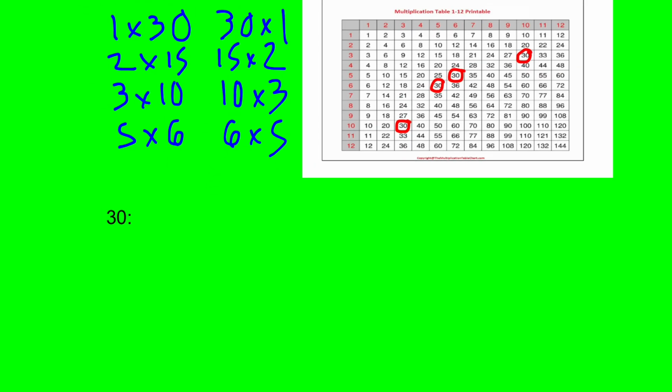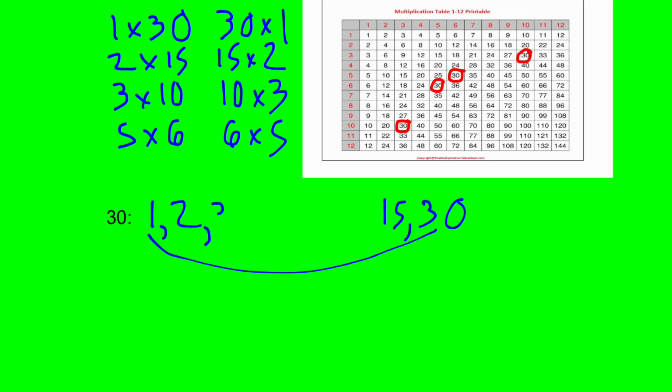So if you list these out, 1 and 30, 2 times 15, 3 times 10, and then 5 and 6. I forgot to do my upside down rainbow. There's 2 times 15, 3 times 10, 5 times 6, and there's nothing in between 5 and 6. So we have them all. Those are all the factors of 30.